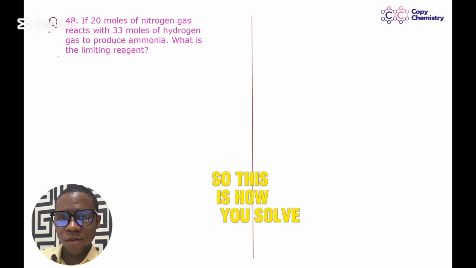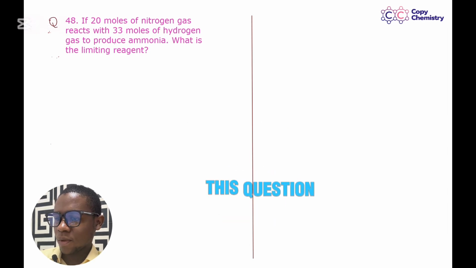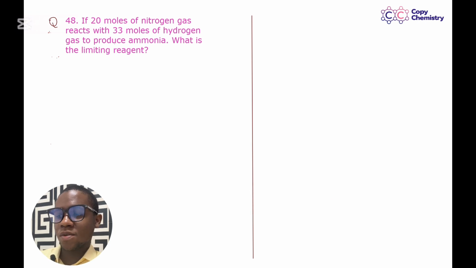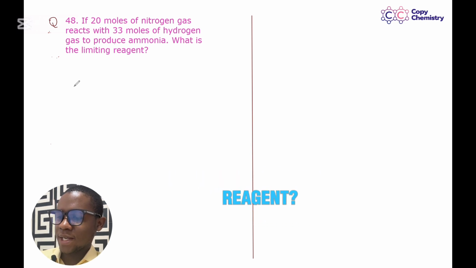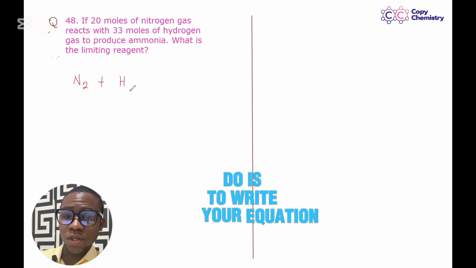So this is how you solve this question on stoichiometry. If 20 moles of nitrogen gas reacts with 33 moles of hydrogen gas to produce ammonia, what is the limiting reagent? Okay, so the first thing you want to do is to write your equation of reaction.